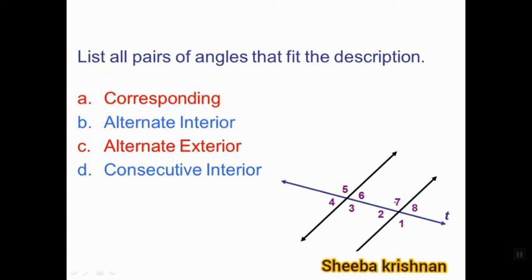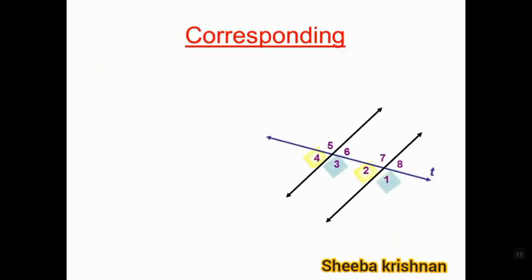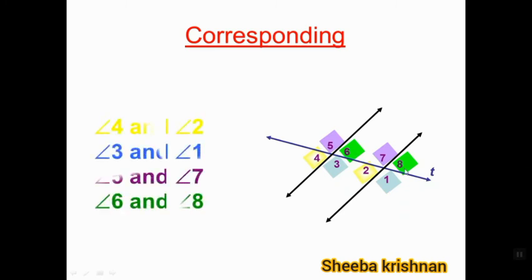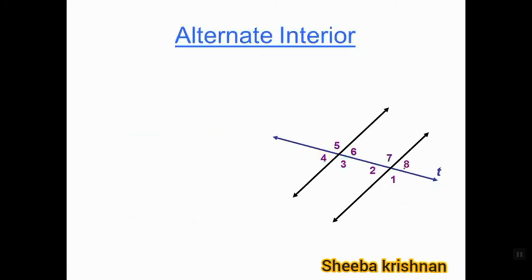List all pairs of angles that fit the description. Corresponding angles. Let us first take corresponding. Which are the corresponding angles in this diagram? 4 and 2 are corresponding angles. 5 and 7 are corresponding angles. 3 and 1 are corresponding angles, and 6 and 8 are corresponding angles. So 4 and 2, 3 and 1, angle 5 and angle 7, angle 6 and angle 8.